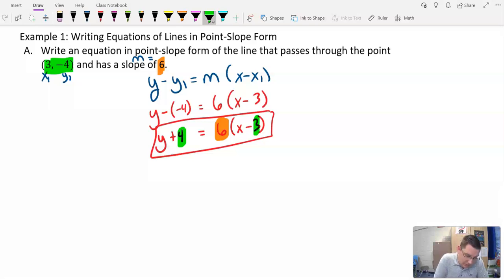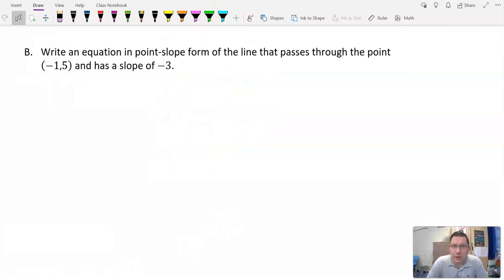And over here, we had a positive 3, but it says x minus 3. And so we're going to see that those signs will change based on what we've substituted in. So here's example B. Write an equation in point slope form of the line that passes through the point negative 1, 5 and has a slope of negative 3.